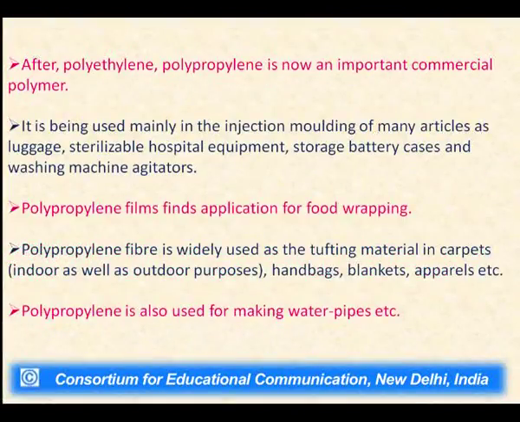After polyethylene, polypropylene is now an important commercial polymer. It is being used mainly in the injection molding of many articles such as luggage, sterilizable hospital equipment, storage battery cases and washing machine agitators. Polypropylene films also find application in food wrapping.